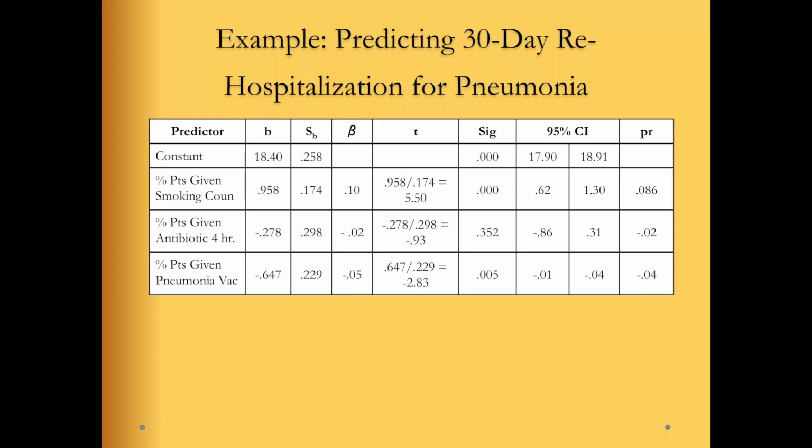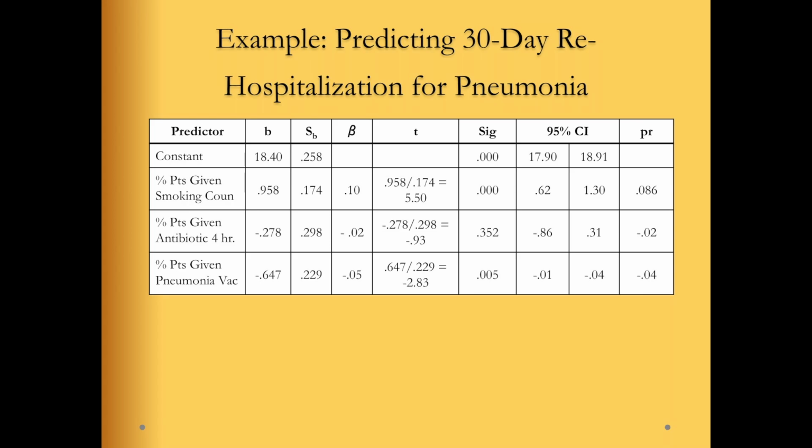Let's read the table by looking at the first predictor, the percent of patients giving smoking cessation counseling in the hospital. The partial regression coefficient for this predictor is 0.958, and its standard error is equal to 0.174. When we divide b by the standard error of b, we obtain the t-statistic of 5.50. This will then be used to test the null hypothesis.